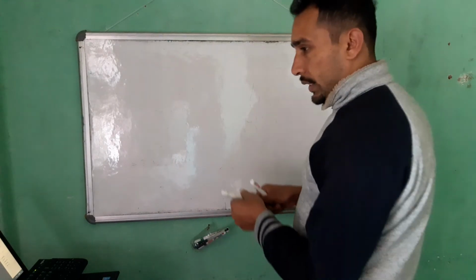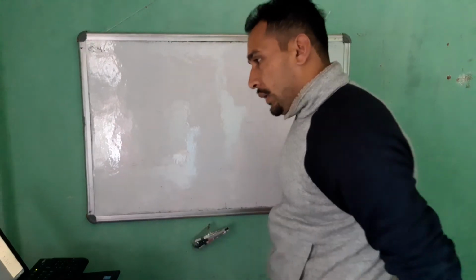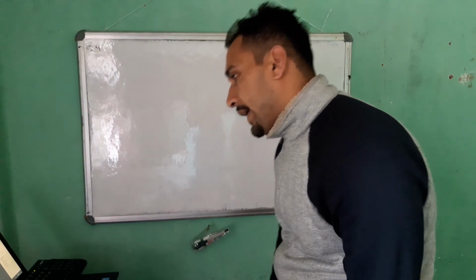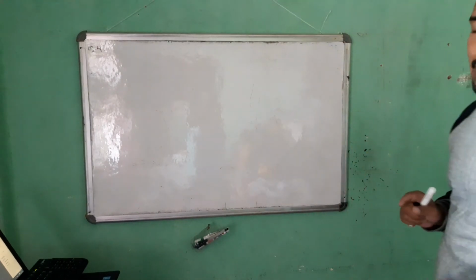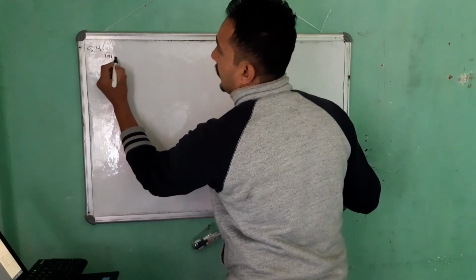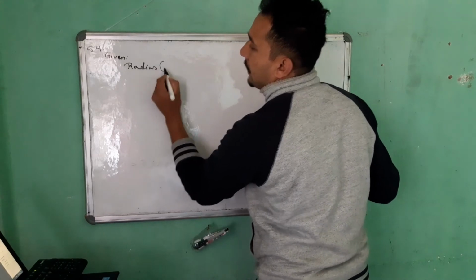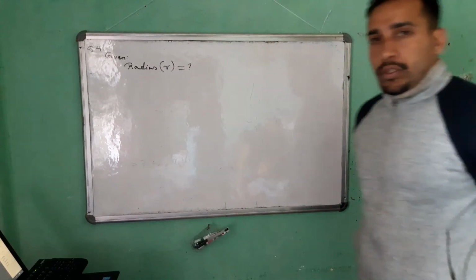Question number 4 is, find the radius and circumference of a circle whose area is 144 centimeters square. Area is given, you have to find the radius and circumference. So given: radius R is question mark.